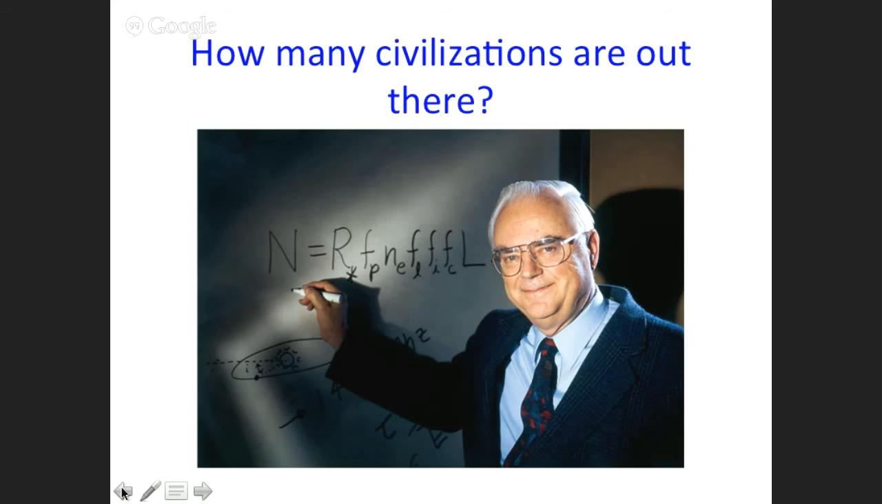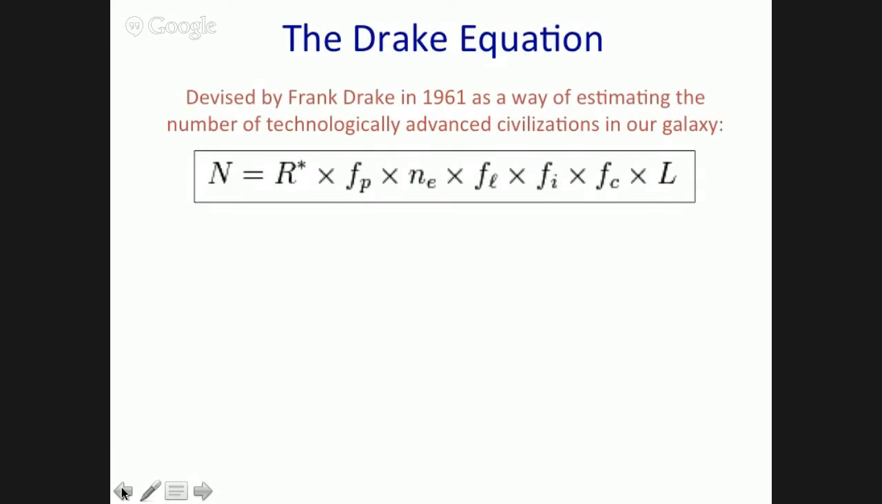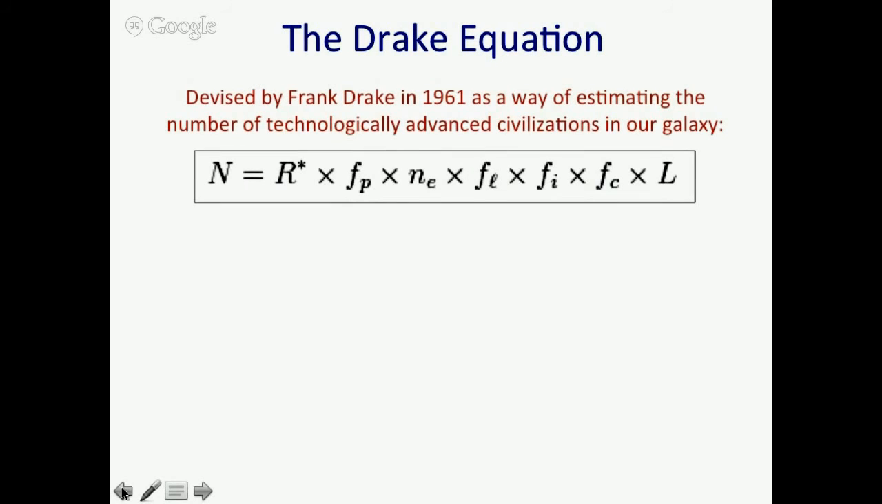How would you actually go about estimating not just the number of habitable worlds, but the number of intelligent species that might be out in the universe? And he came up with this equation that's written over here. So this is the equation. It looks like a really crazy, silly equation with lots of strange letters. But this is really just a way of organizing our ignorance about this question, right?